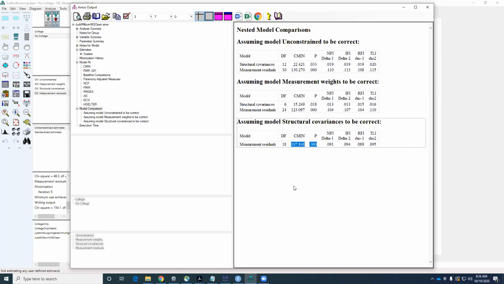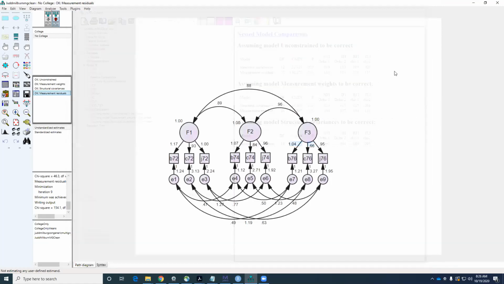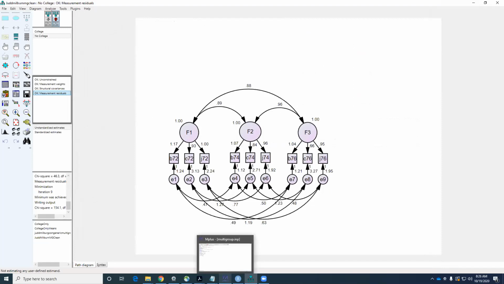It's all perfectly clear. Well, if that's okay, let's come back and take a look at the Mplus system.